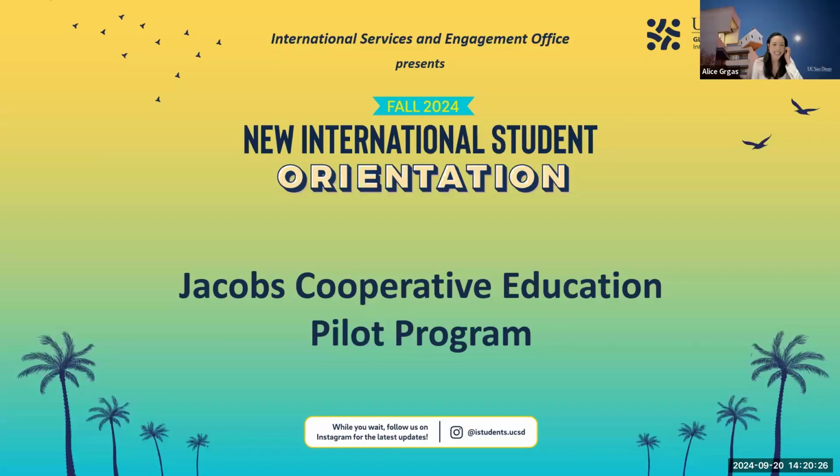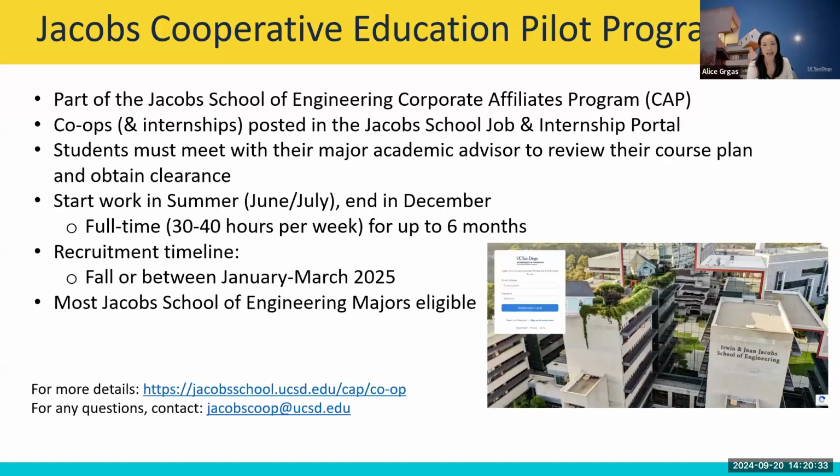Thank you, Vanessa. Hi, everyone. I am part of the Jacobs School of Engineering's Corporate Affiliates Program team. And one opportunity that we have that is available to students in the Jacobs School is this cooperative education program, which we also call the co-op for short. What this is essentially is a long-term internship. So you would start a full-time work experience over the summer, typically June or July, and work 6 months until the end of December. And it has to be the 6-month time frame. It cannot be January through June.